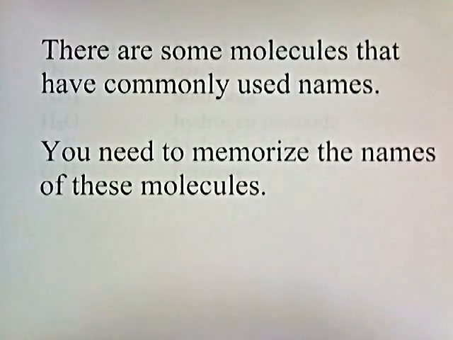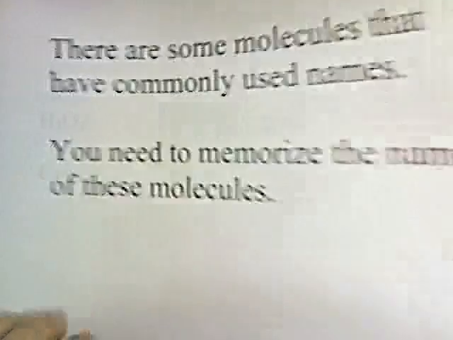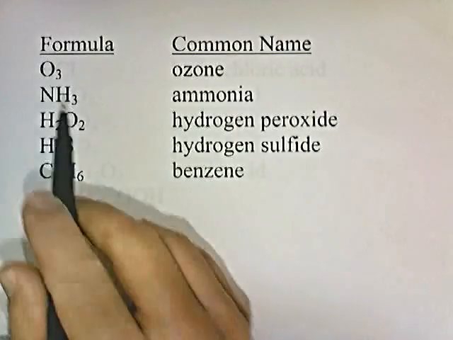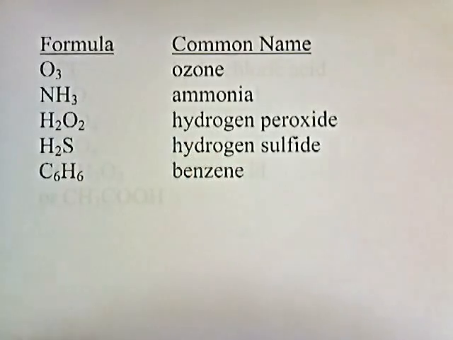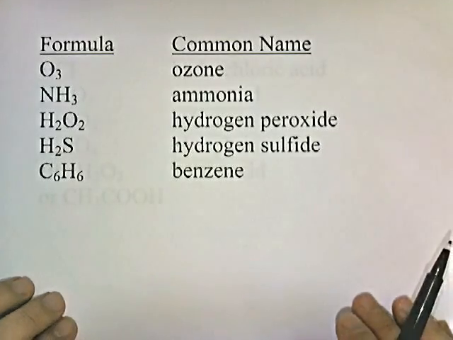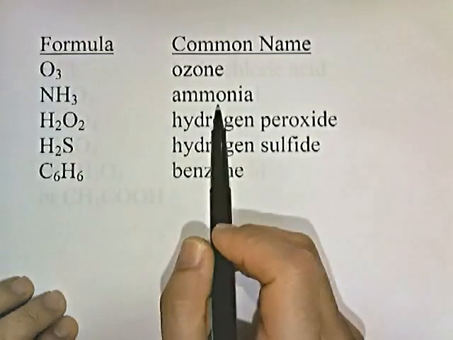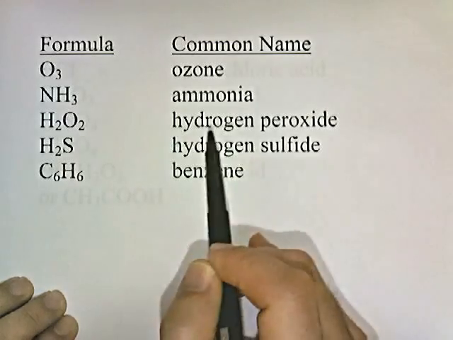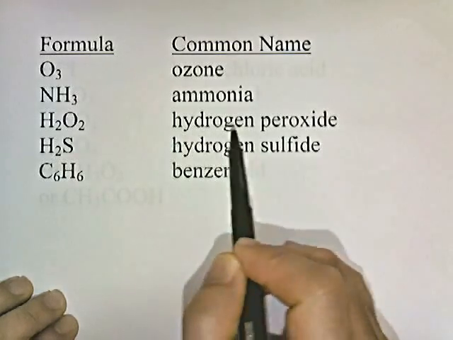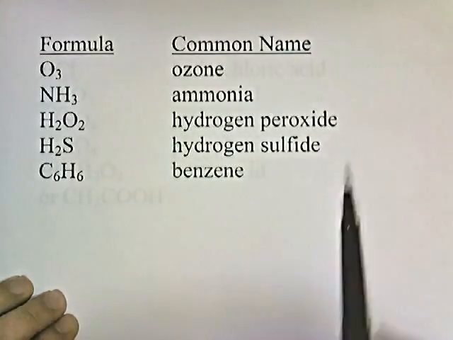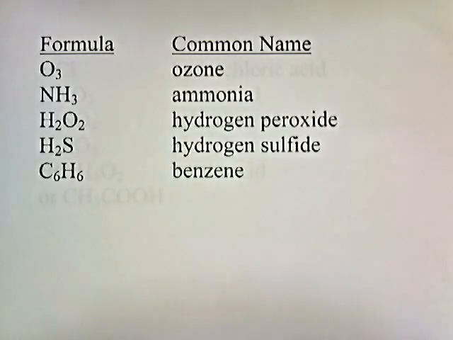And there are some molecules that have commonly used names. You need to memorize the names of these molecules. O3 is ozone. That's what's in the atmosphere to protect us from ultraviolet rays. NH3 is ammonia. H2O2 is hydrogen peroxide. You can get these at drugstores. It's a sterilizing agent. H2S, hydrogen sulfide. That's the stuff in rotten eggs that makes it smell really bad.